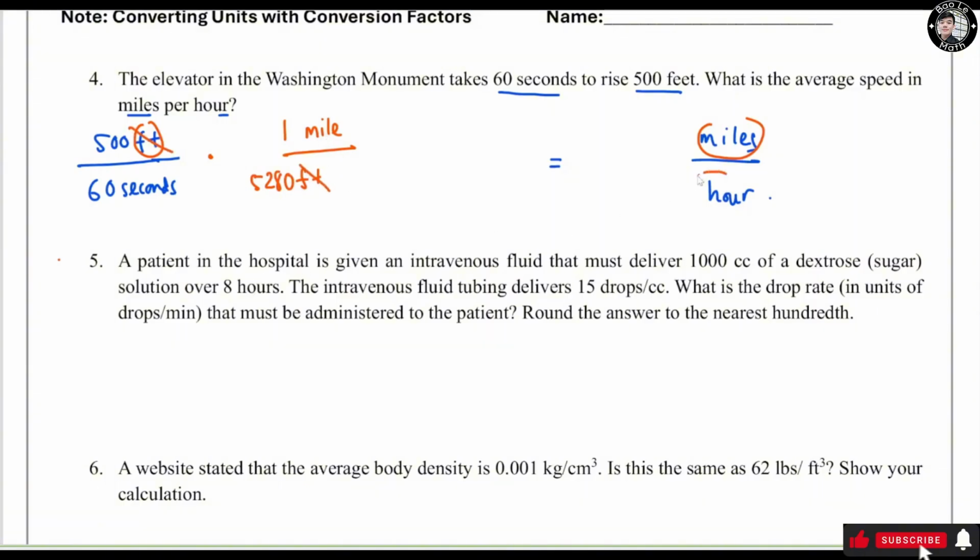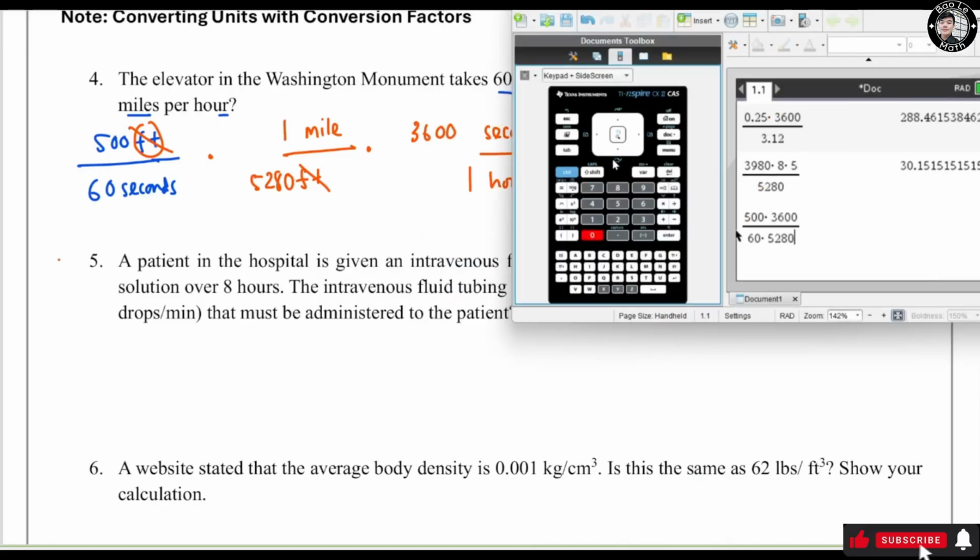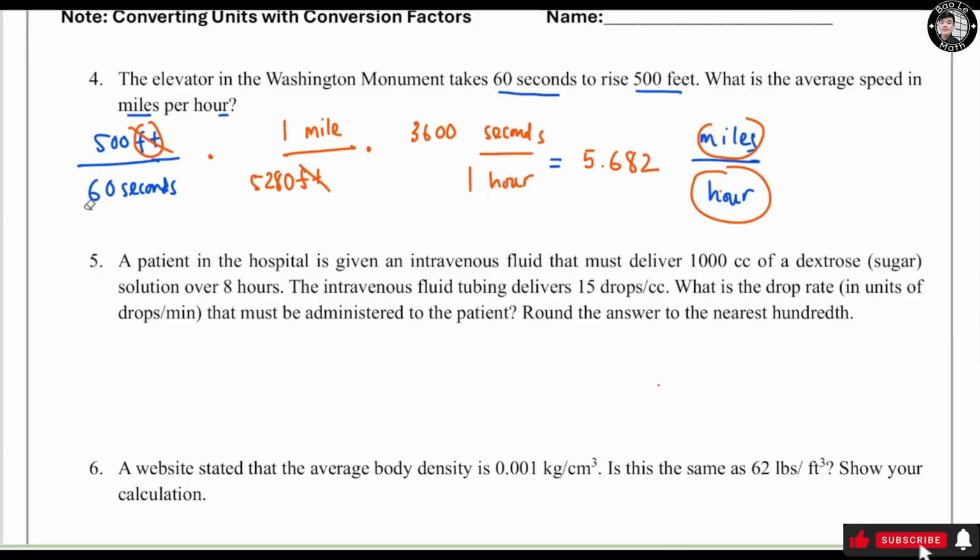Now on the bottom right here we need hour. We don't need seconds, right? So we need to find a way to eliminate seconds. So we put seconds on the top right here, and on the bottom we need hour, so we put hour right here. We know that 1 hour is 3600 seconds, right? So now we're going to put it in the calculator. Press Ctrl, Enter. It's going to be 5.682.